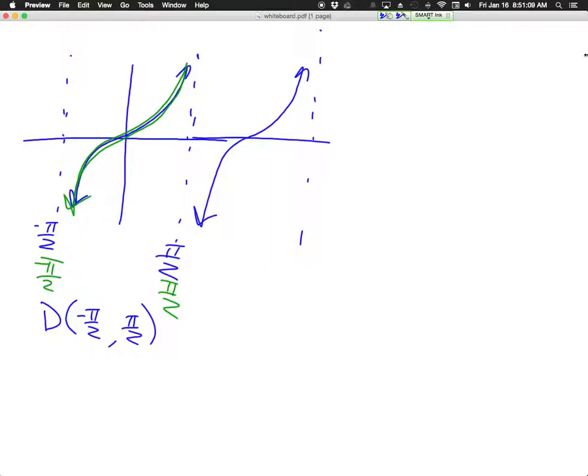Okay? Alright, what about the range of this? What's my range of this little piece? Negative infinity to infinity. That is correct. Alright, so now we're ready to go to inverse tangent. This is what you want to write down.